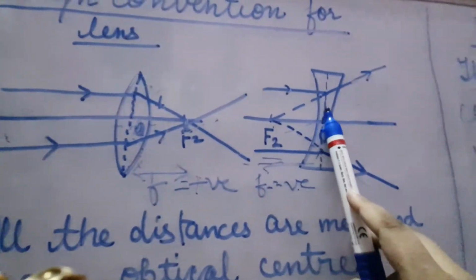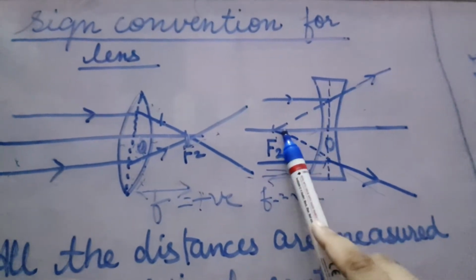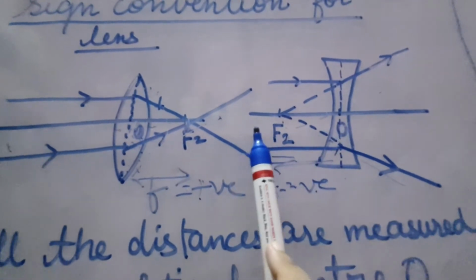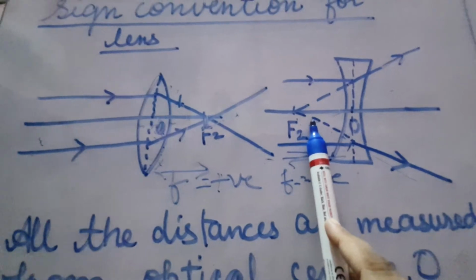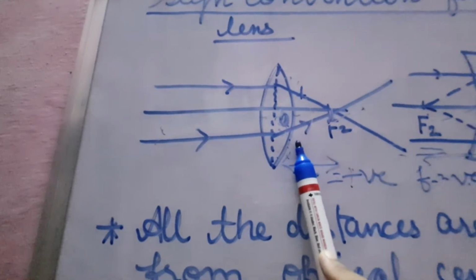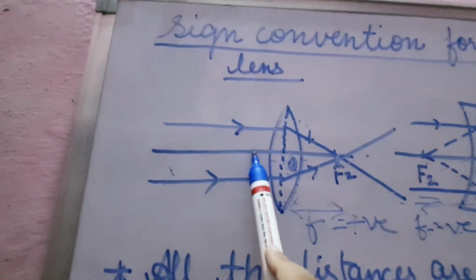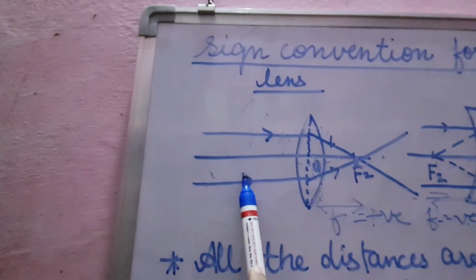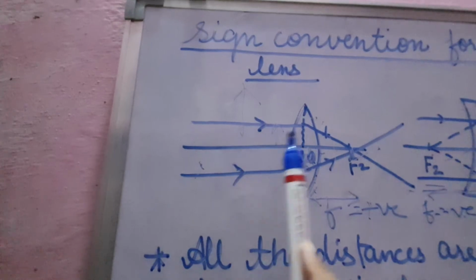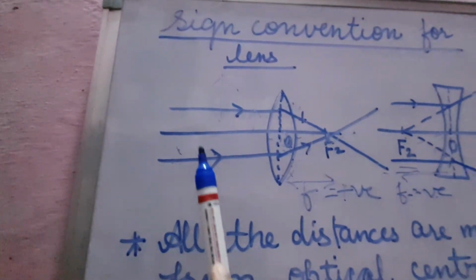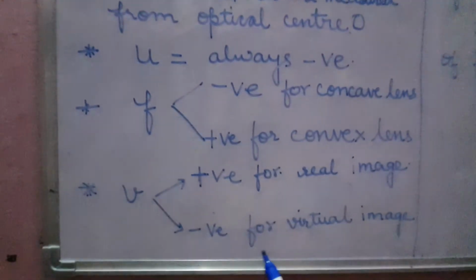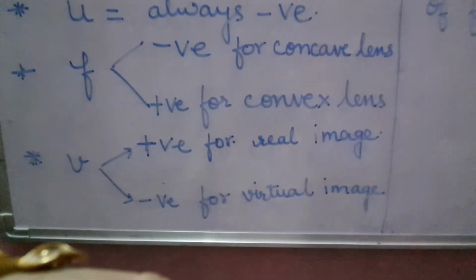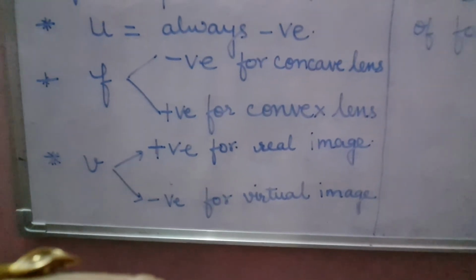Here in this case, in case of concave, the image is virtual in both the cases, and in both the cases image is formed towards this side, left side. That's why it is negative. In case of convex, in last case, when the object is placed between O and F, then the image will be formed on the same side. So again it will be this side. So virtual image is always formed on the same side of the object. That's why the sign of V will be negative for the virtual image. So this is all about sign convention.